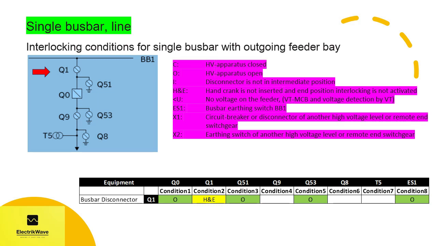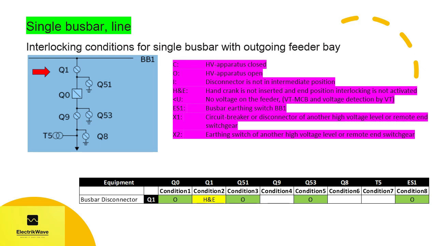Here, let's understand interlocking requirements between circuit breaker, disconnector, and earth switch for line bay. We will understand interlocking for busbar disconnector, circuit breaker or earth switch on both sides of circuit breaker, line disconnector, line earth switch.